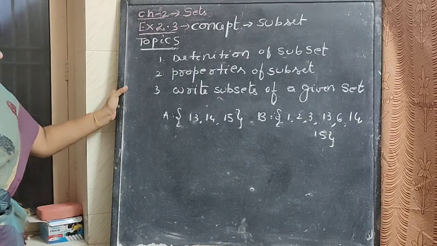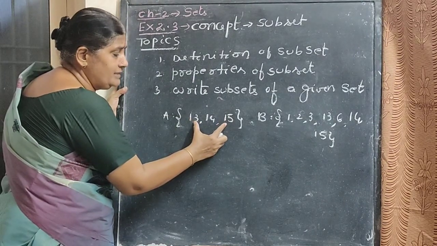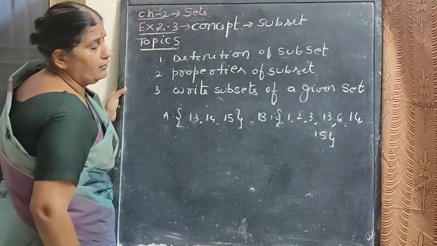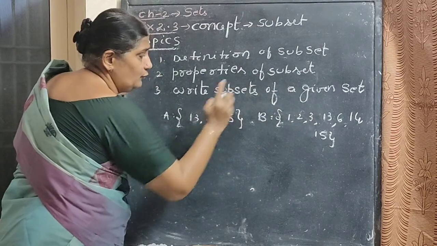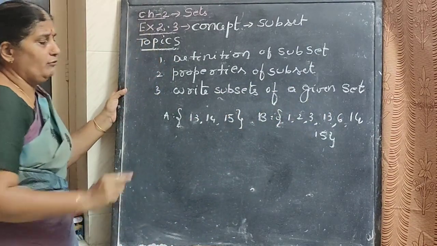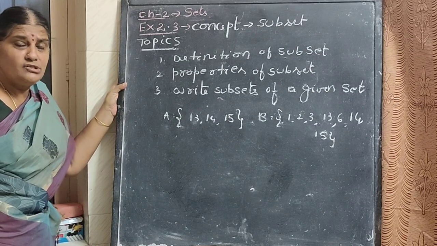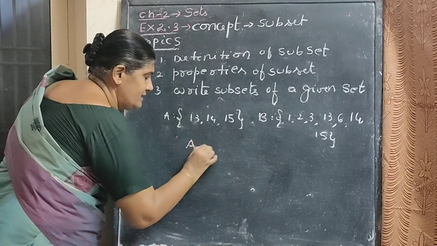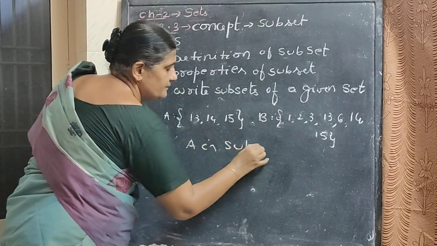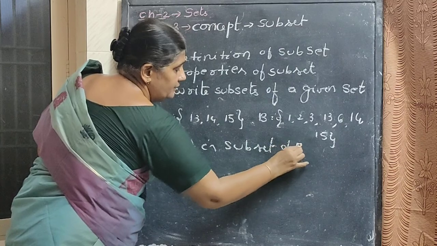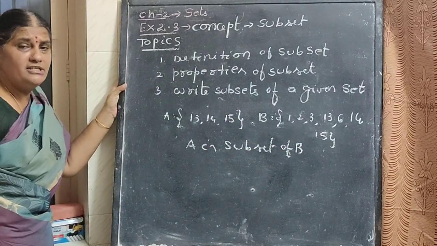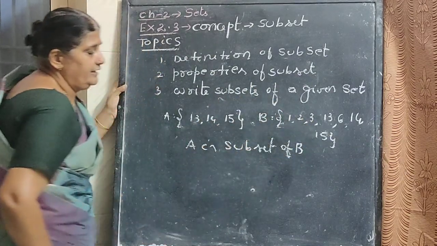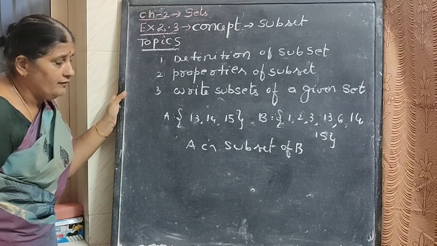Check: are all the elements of A also elements of B? What are all the elements in A? 13, 14, 15. 13 is there, 14 is there, 15 is there in B, and the extra elements, whatever they may be, don't matter. So if all the elements of A are elements of B, then we can say that A is a subset of B. Do you understand or not?